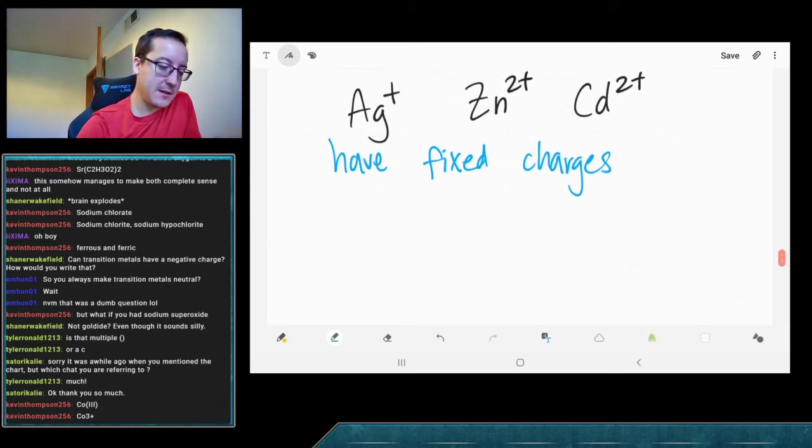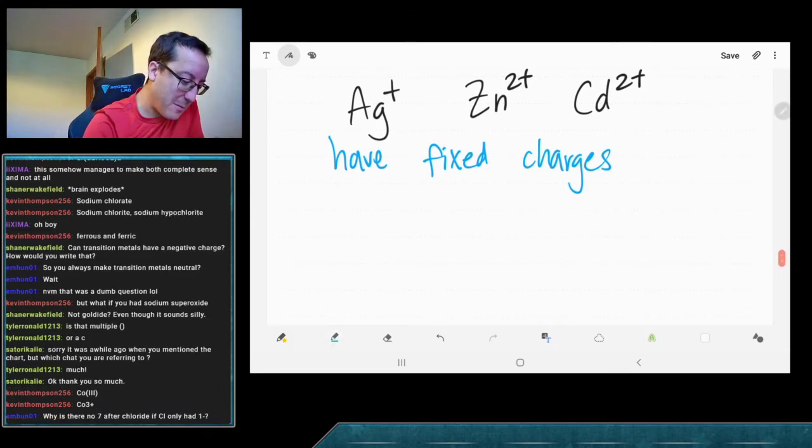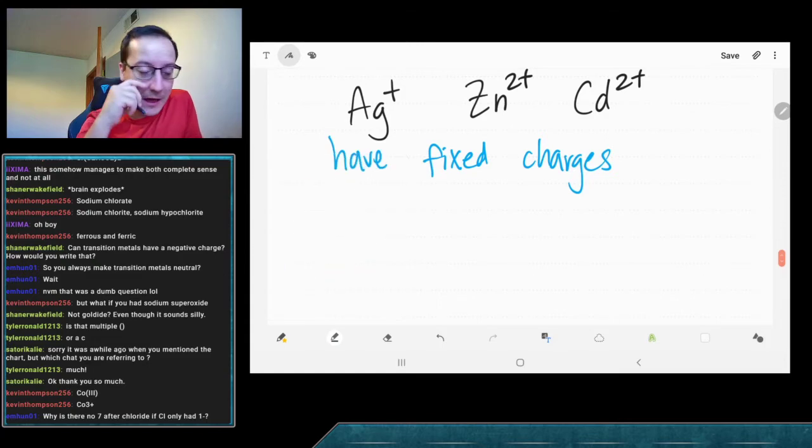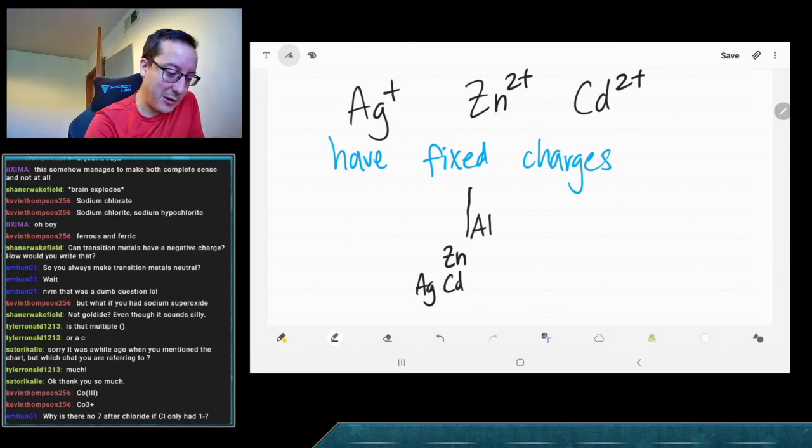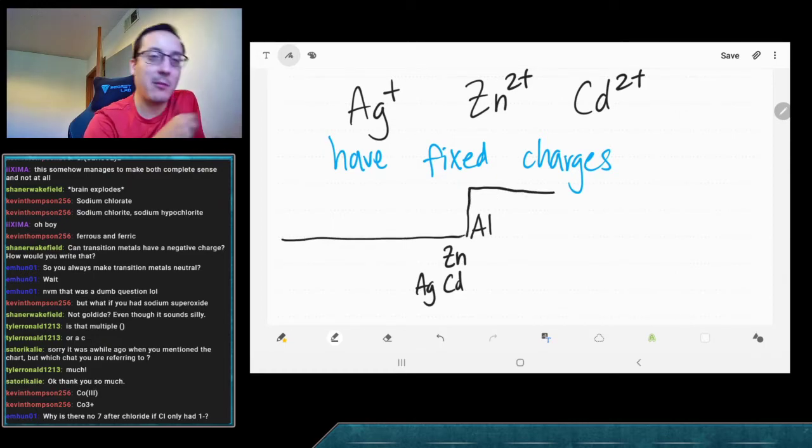There is a kind of a way to remember this. If you have your periodic table here, I'm just going to write them down here. If you have your periodic table, you've got the rest of it going around.